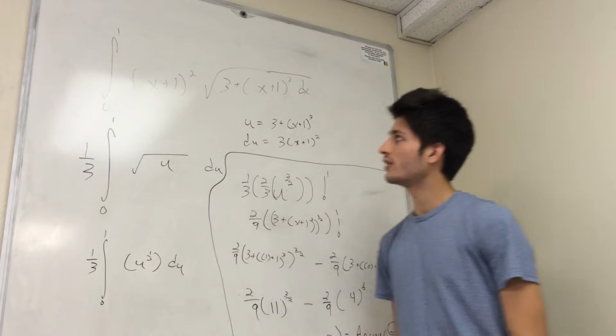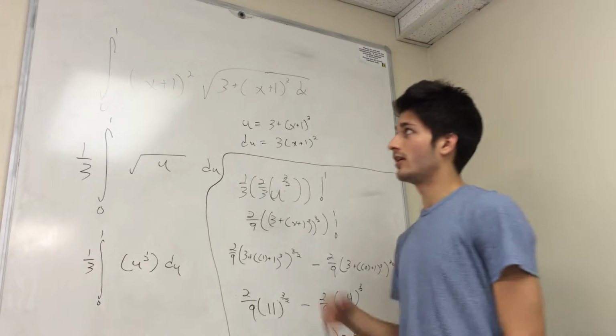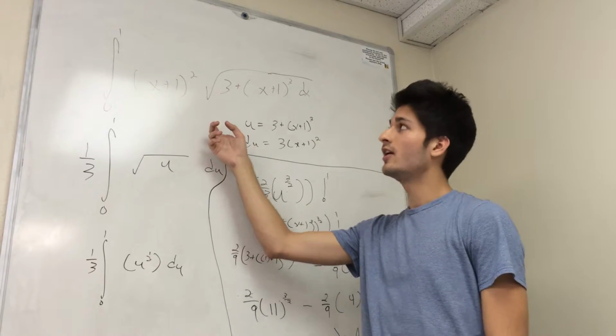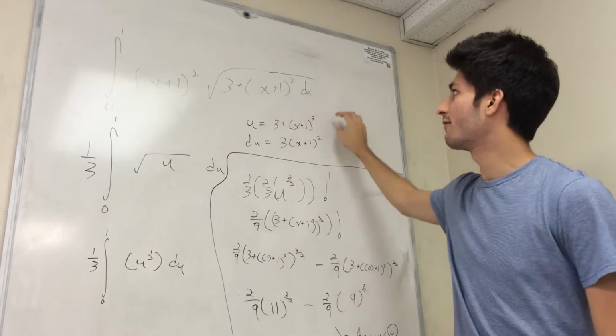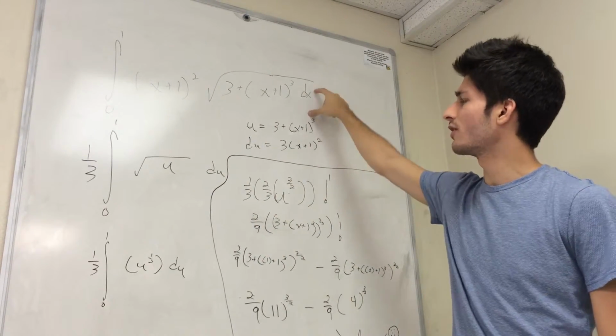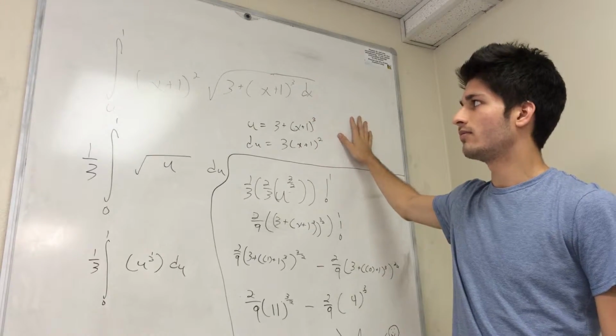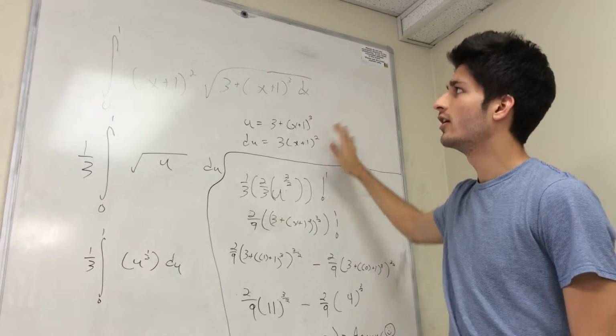Hey guys, I'm going to walk you through this quick integration problem. This problem requires u-substitution, which basically means we're substituting out a variable for a part of the equation to make doing the actual integration easier. All right, so here's what we have.